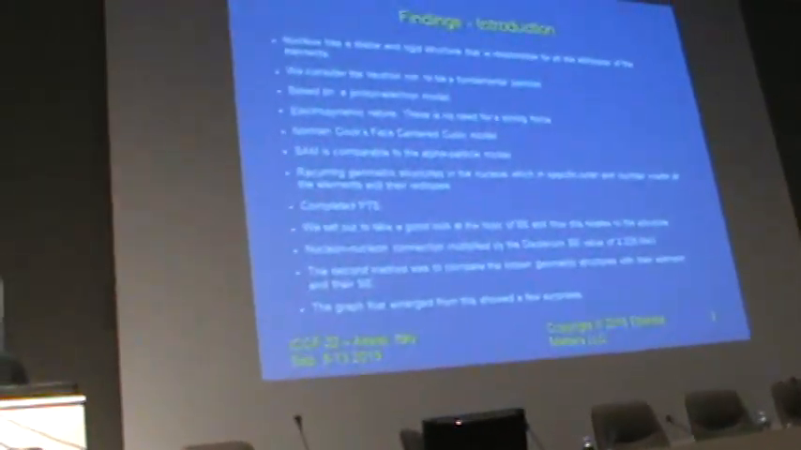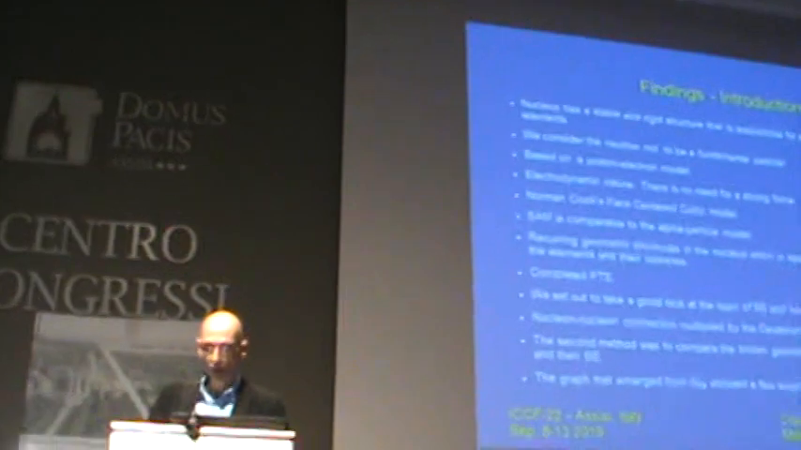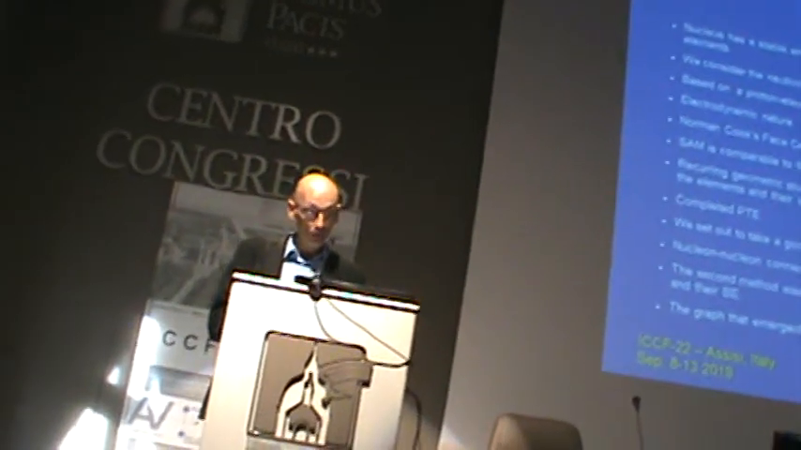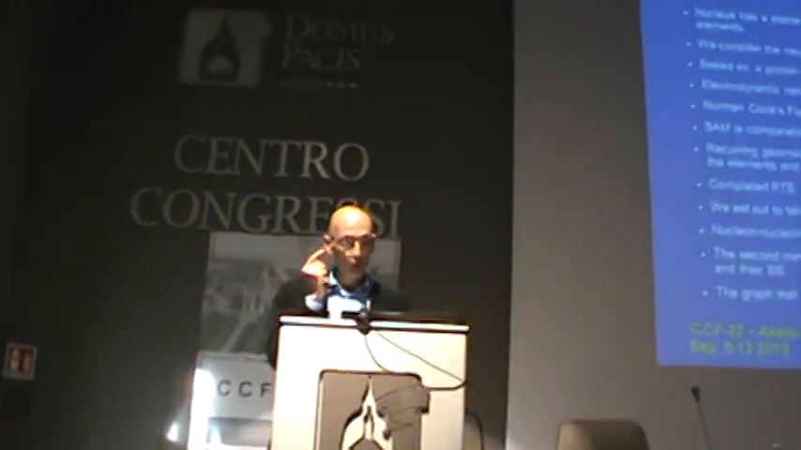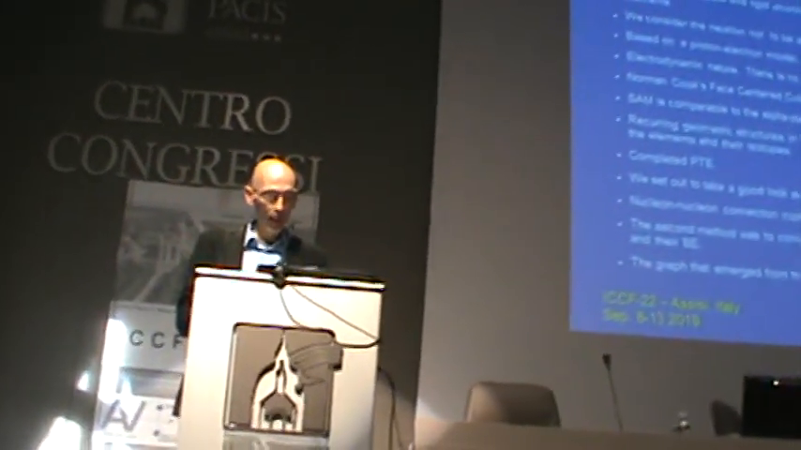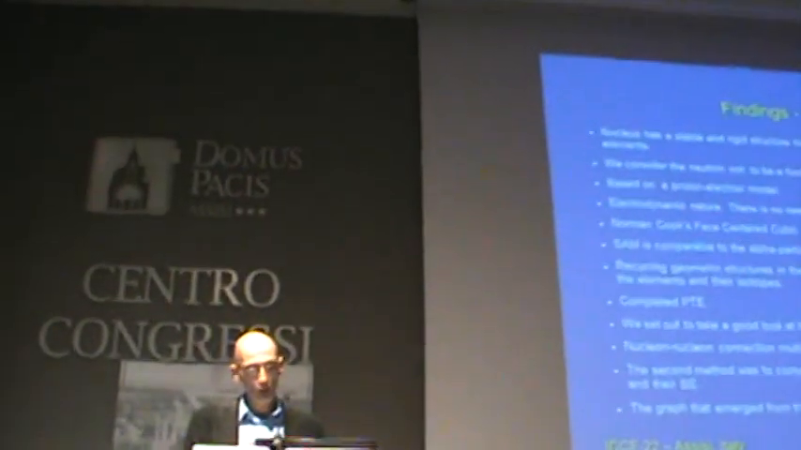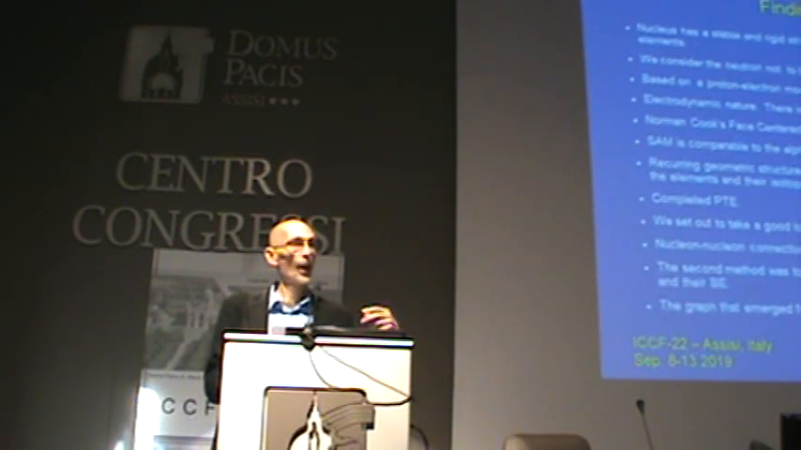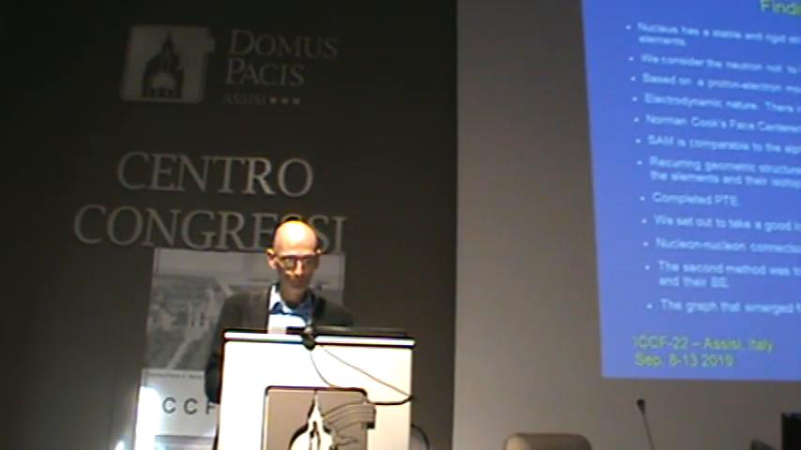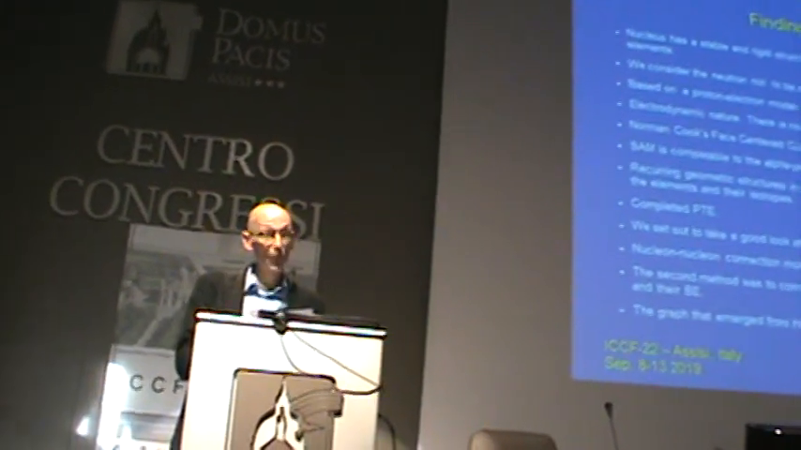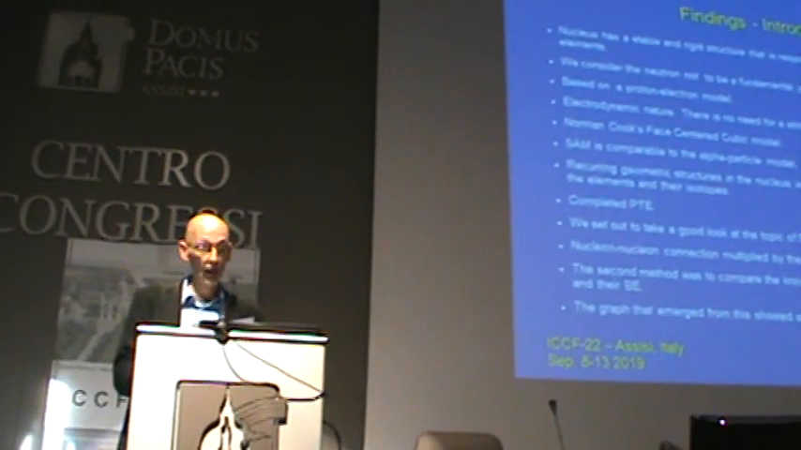Norman Cook, for example, has been working on a similar model in the sense that he also recognized a fixed structure for the nucleus, in the phase centrifugal model. We have an overlap of ideas in the sense of the neutron not being fundamental, but the organization of the structure is different as a result. The structured atom model is comparable, for example, to the alpha particle model in the sense that it also recognizes recurring geometrical structures inside the nucleus. The only difference is that we recognize a few more geometrical structures, which I will show later on, which in specific order and number create all the elements and their isotopes.